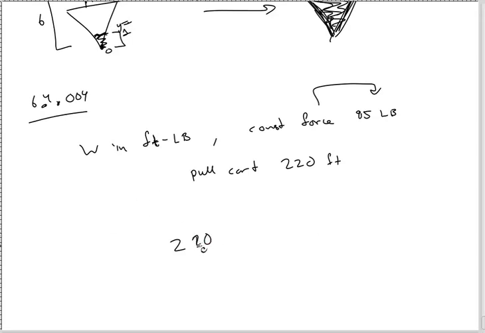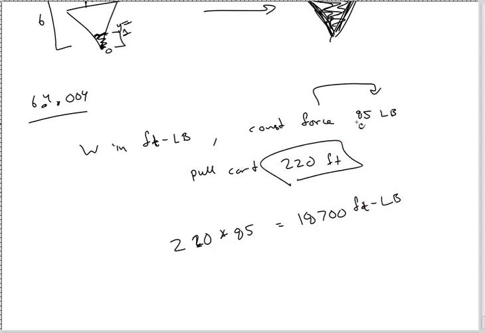220, multiply it by the 85, and you get 18700 foot-pounds. Why did I multiply them? Because you had feet, you had pounds, you multiply them to get foot-pounds. Wow! Isn't that just the coolest thing?